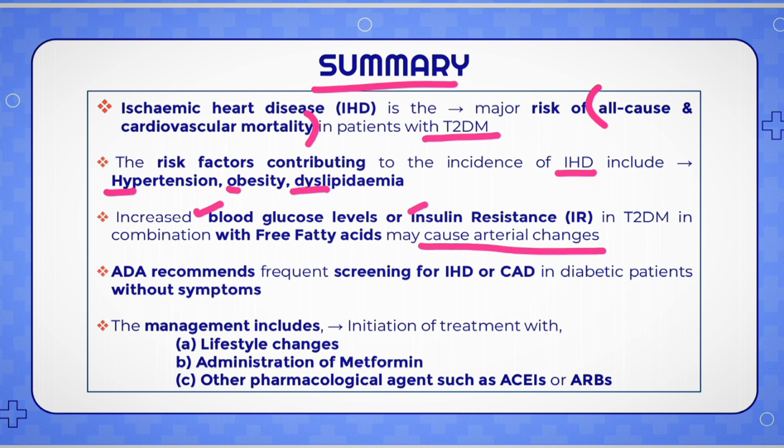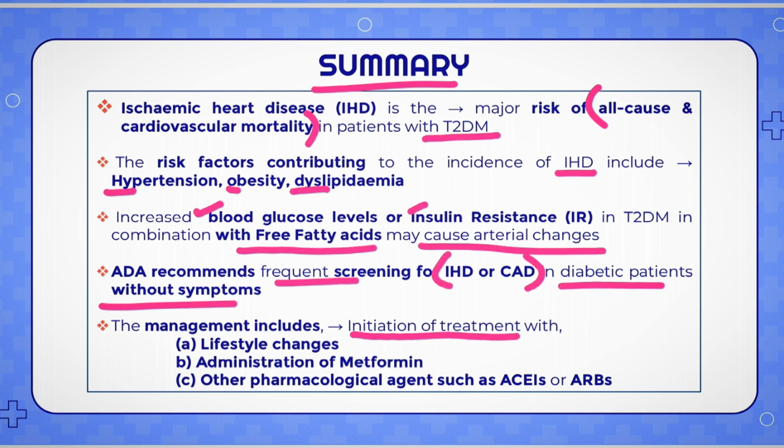As per the American Diabetes Association recommendation, in any diabetic patient without symptoms, we should apply frequent screening for ischemic heart disease or coronary artery disease. The management of coronary artery disease or ischemic heart disease includes the initiation of pharmacological treatment along with lifestyle changes, administration of metformin and use of some other pharmacological agents like angiotensin converting enzyme inhibitors or angiotensin receptor blockers.